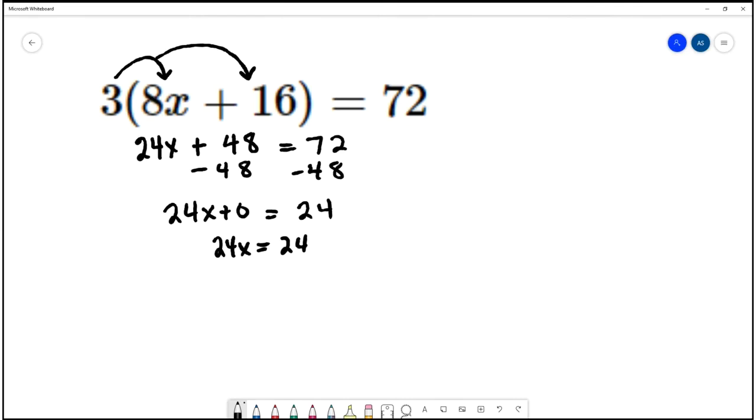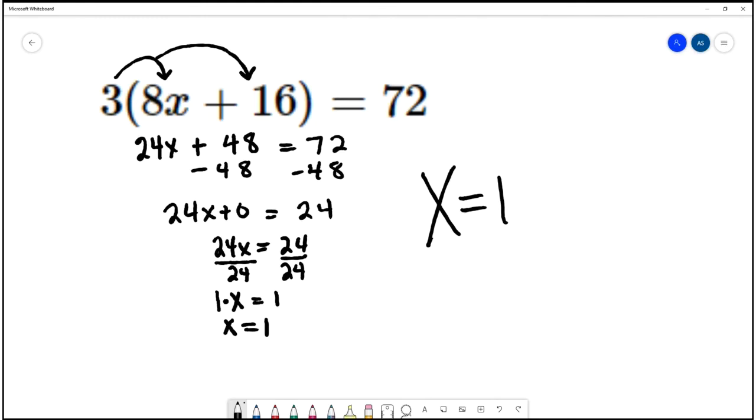We're going to continue isolating x using opposite operations. So we'll divide by 24. 24x is 24 times x. The opposite of multiplication is division, so we're dividing by 24. 24 divided by 24 is 1, so we have 1x equals 1, which is x equals 1. So our solution to this equation is x equals 1.